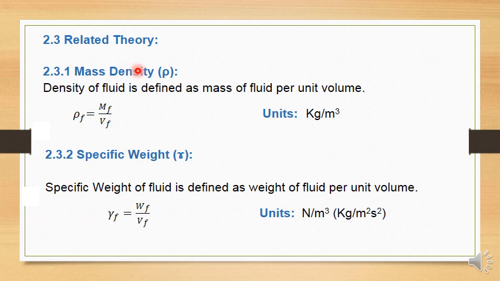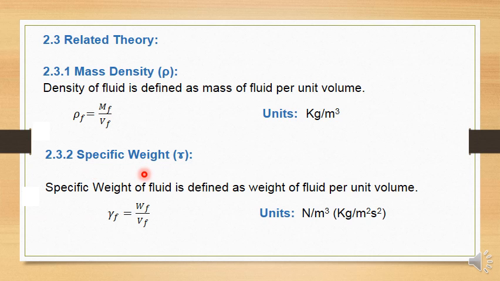In the related theory, all of the physical properties that we have discussed in the second part of the theory lecture, chapter number 1, are going to be repeated here. The first one is the mass density. The density of the fluid is defined as the mass of the fluid per unit volume, that is rho f equals mf over vf. F in subscript represents the fluid, m is the mass, v is the volume, and rho is the density. The units are kg per meter cube.